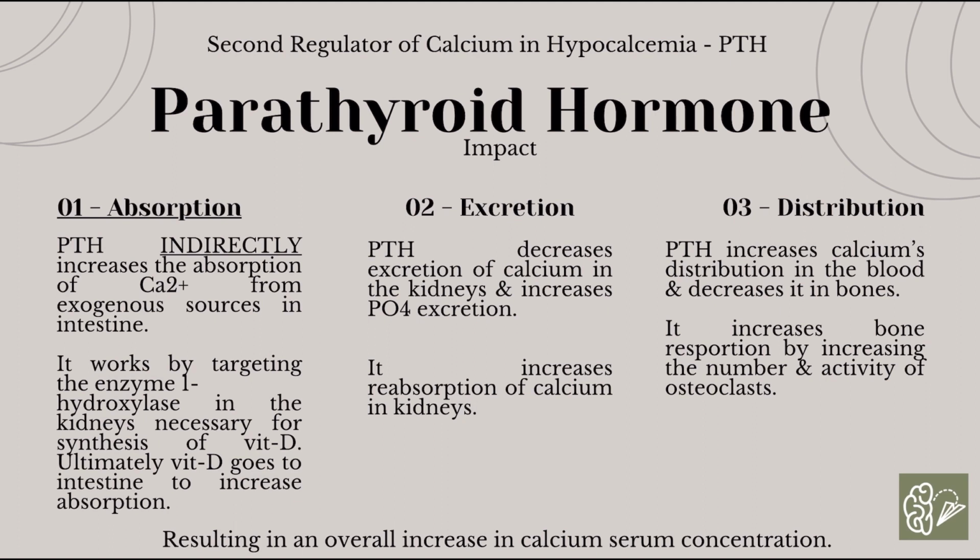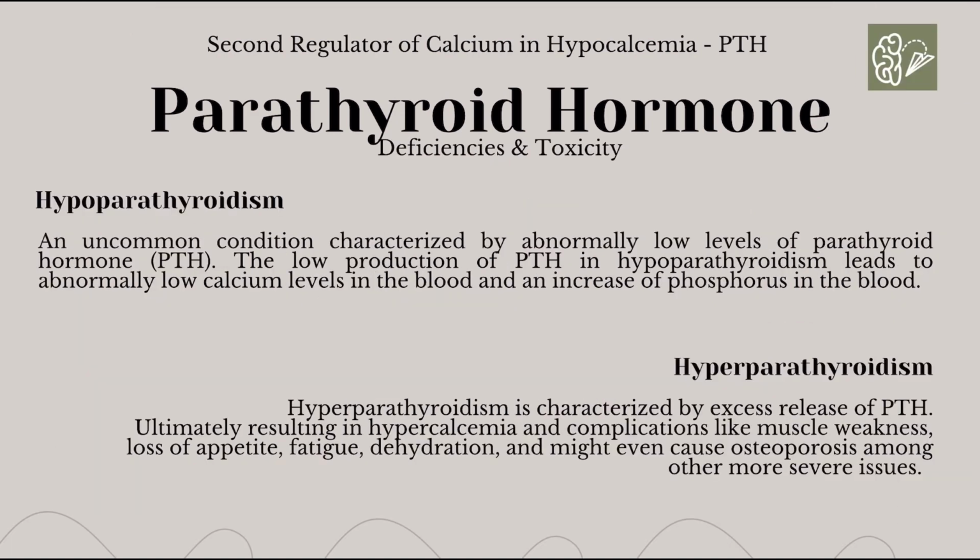As for the distribution, PTH, or the parathyroid hormone, will also increase resorption. So we're going to break down the bonds to release calcium into the blood by, again, activating and increasing the number of osteoclast cells. So again, parathyroid hormone, similar to vitamin D, has the whole role of increasing the amount of calcium in the blood, or increasing the calcium serum concentration.